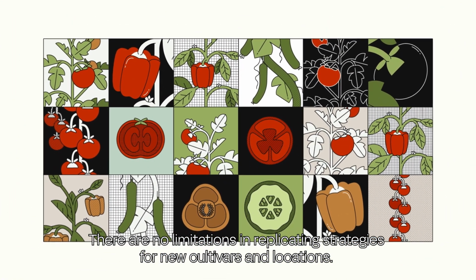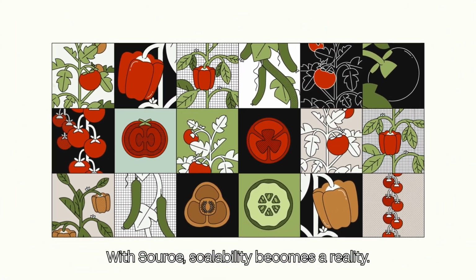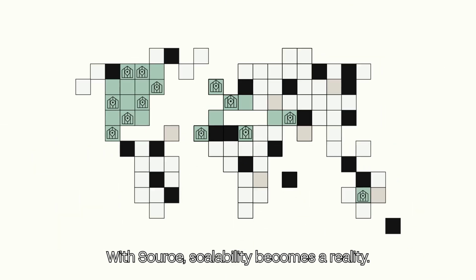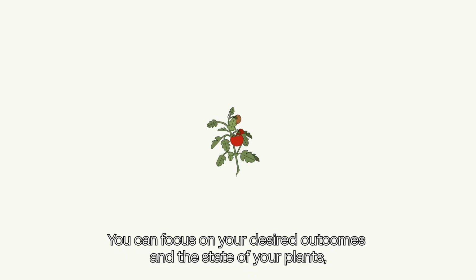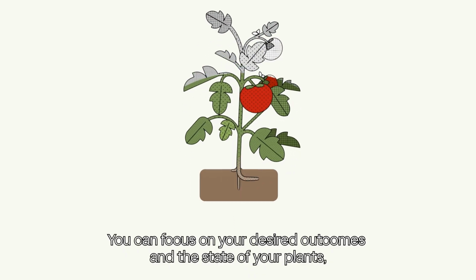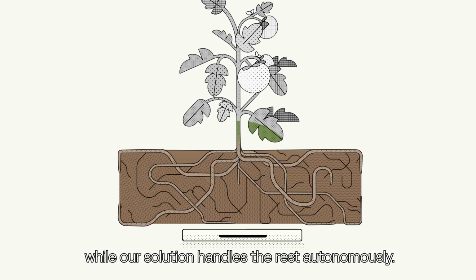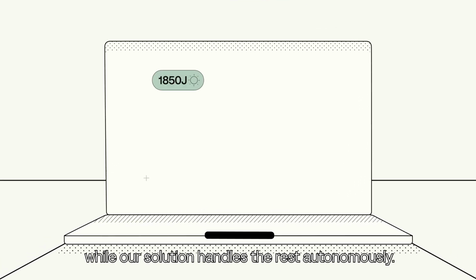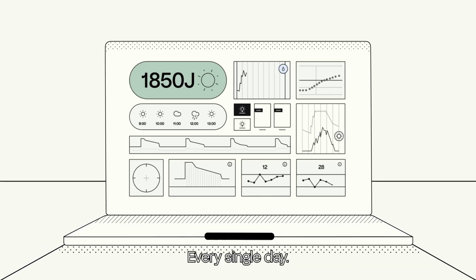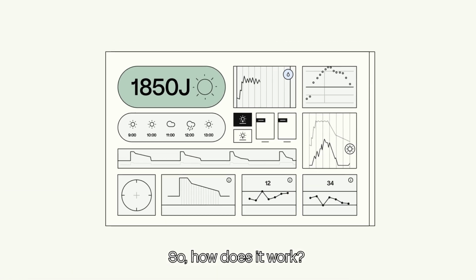There are no limitations in replicating strategies for new cultivars and locations. With Source, scalability becomes a reality. You can focus on your desired outcomes and the state of your plants, while our solution handles the rest autonomously, every single day. So, how does it work?